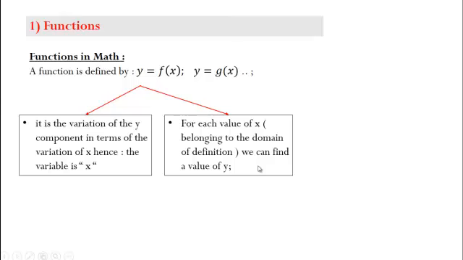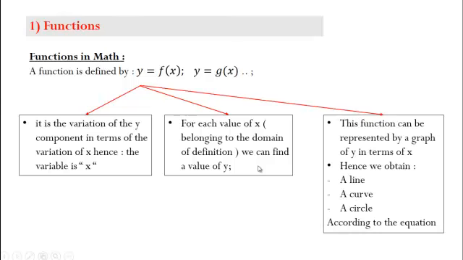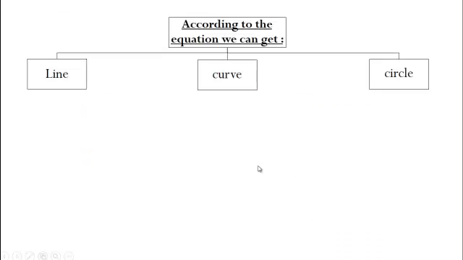This is what we mean. We have a point having coordinates x and y, and this point belongs to the function, to the curve. And this function can be represented using a graph. It can be a line, a curve, or a circle, and this is according to the equation we obtain. So what are the functions?